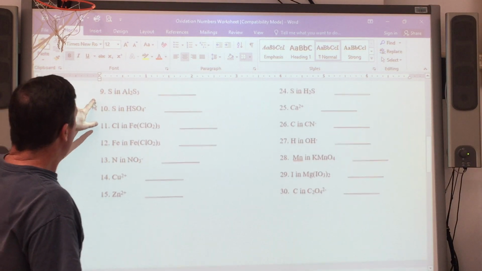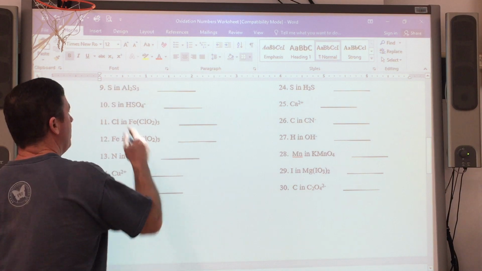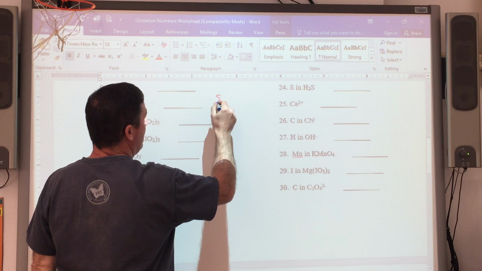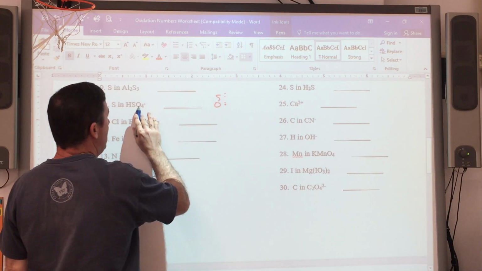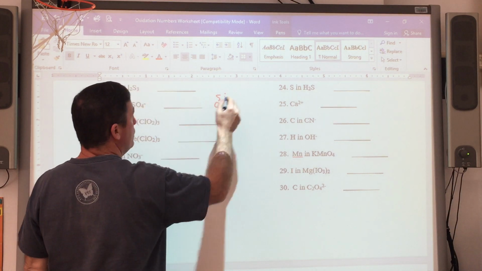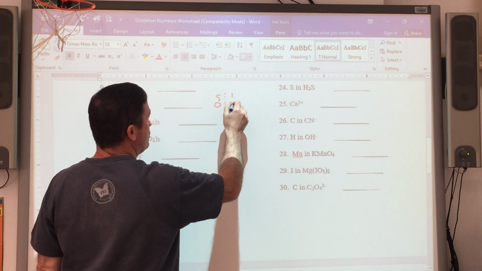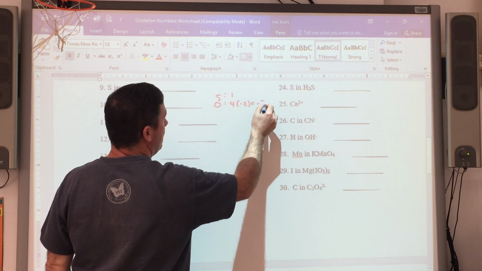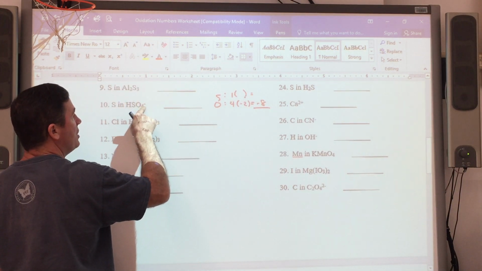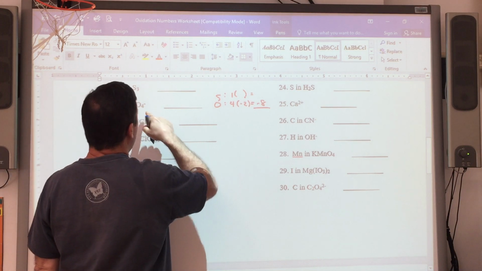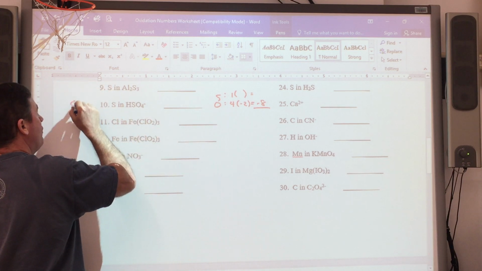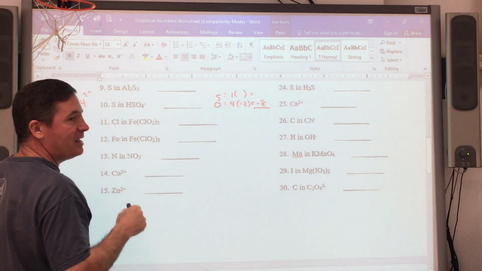Number 10, sulfur in HSO4 minus. Well, we saw that sulfate ion, SO4, has a -2. I know that from table E, which I showed you yesterday. So there's 1 sulfur and 4 oxygens. Oxygens are -2, that's a -8. And I don't know what this one is, but my charge here has to be a -2, not -1, because I'm not including the hydrogen here. Remember that SO4 is a 2- ion.